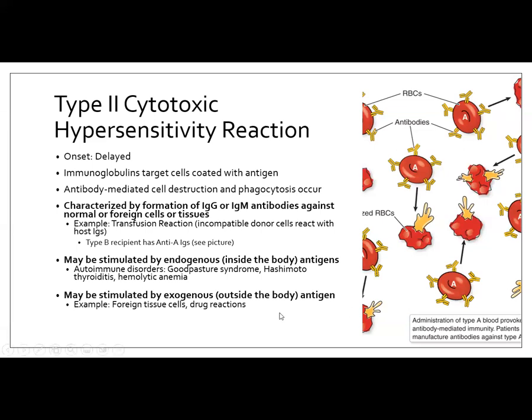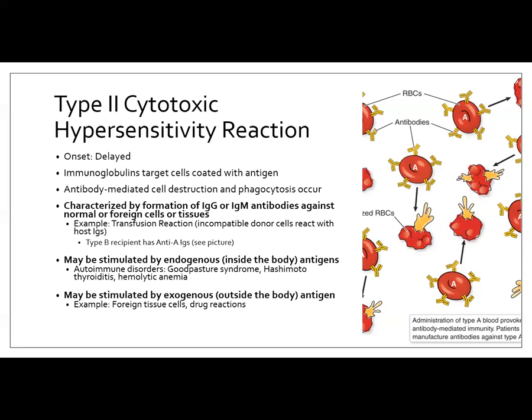It may be stimulated by endogenous, so inside the body, antigens. So those are things like your autoimmune disorders, things like Goodpasture syndrome, Hashimoto's thyroiditis, hemolytic anemia. It can also be stimulated by exogenous, outside the body, antigens. So that could be things like foreign tissue cells or drug reactions.